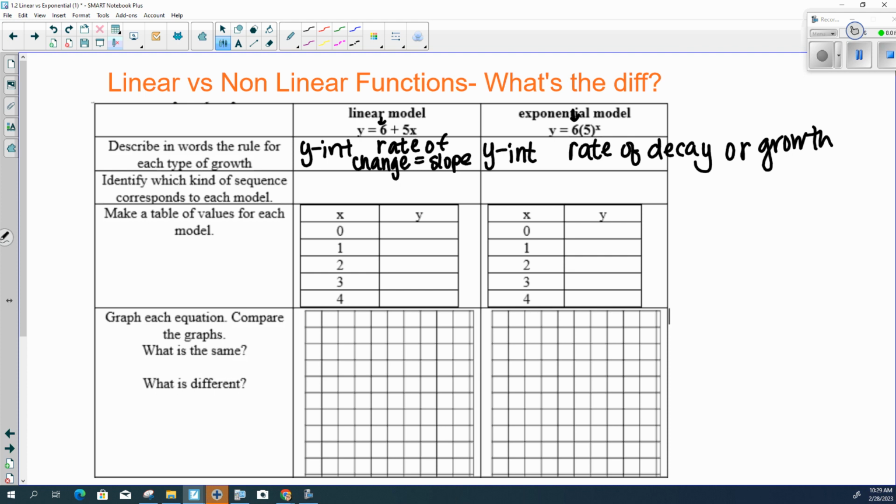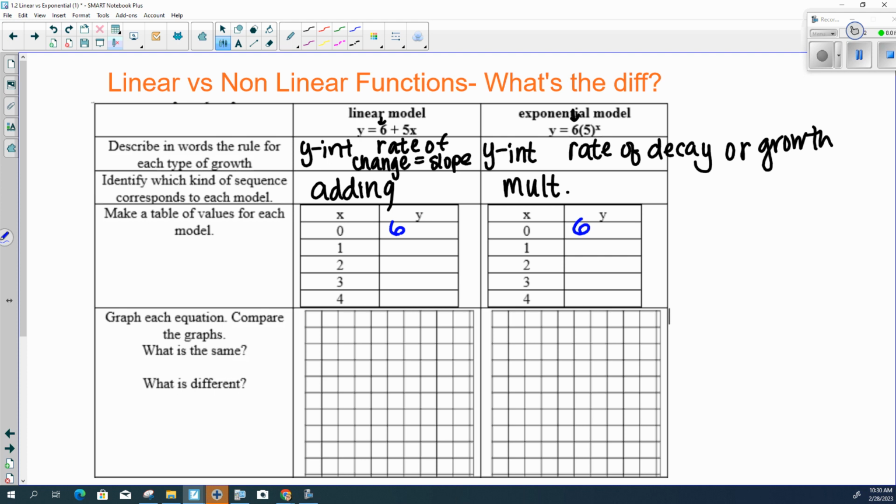Okay, the second line down says, identify which kind of sequence corresponds to each model. I'm not really sure what that means, but what I noticed is that the linear model is adding, and the exponential model is multiplying. And it's hard to see, almost impossible to see in the equation, really, but it's going to stand out in the table of values. So let's look down at the linear model. We decided the y-intercept is 6. Actually, we said that's the same for both of them.